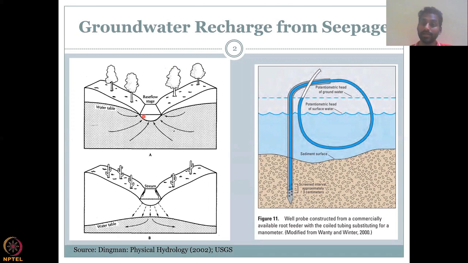Similarly, in a natural environment where there is a water body and a high elevation land with a groundwater table, water would flow into the stream, river, network, whatever you call it, lakes, ponds, etc. And that is groundwater recharge into the stream. But it is a discharge for the groundwater. In this lecture, we are looking at groundwater recharge.